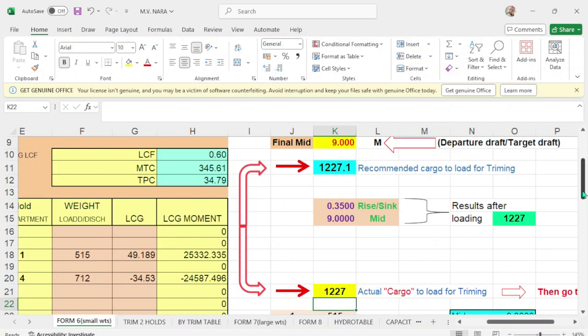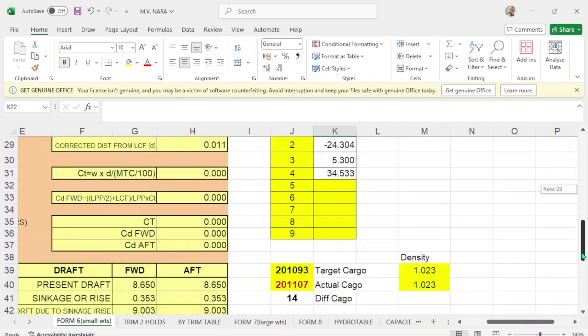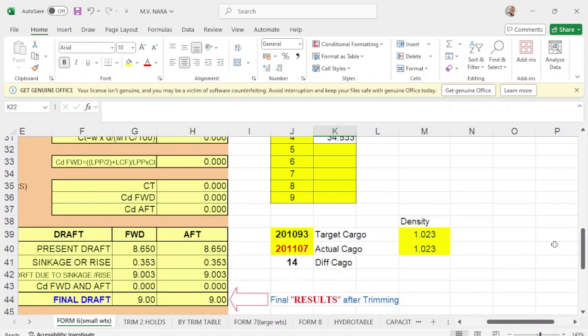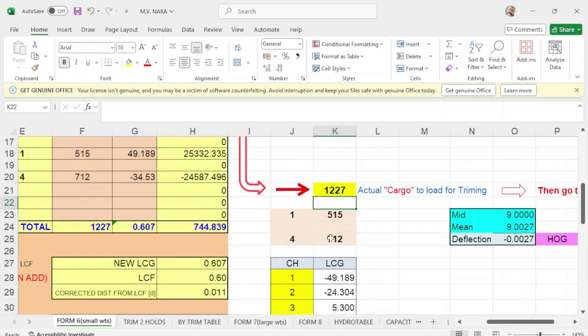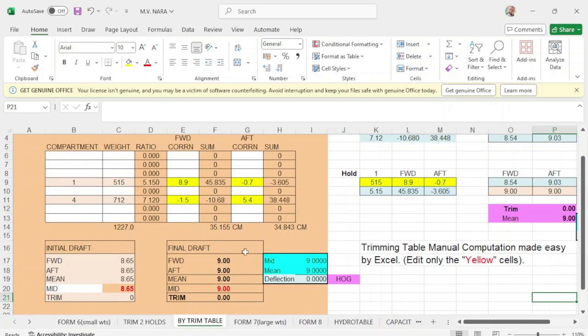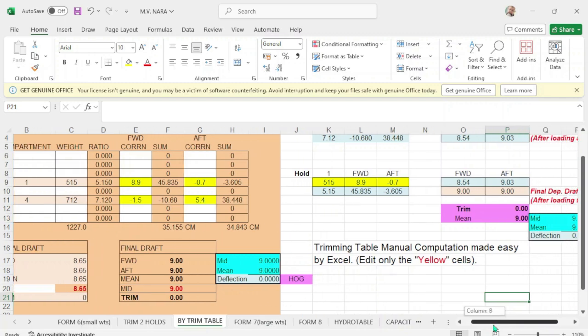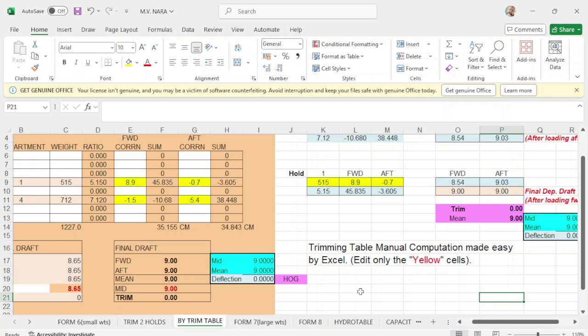And so with this one, 9 meters, 9 meters, using in hold number 1, 515, and hold 4, 712. And your trimming table, the same, you have 9 meters. Okay, so that's it, guys. I hope it is clear to you.